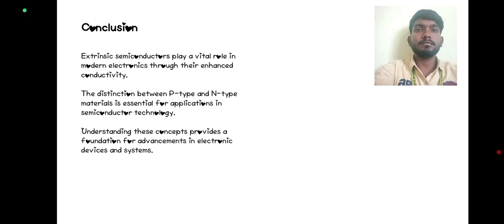Conclusion. Extrinsic semiconductors play a vital role in modern electronics through their enhanced conductivity. This distinction between p-type and n-type materials is essential for competition in semiconductor technology. Understanding these concepts provides a foundation for advances in electronic devices and systems.